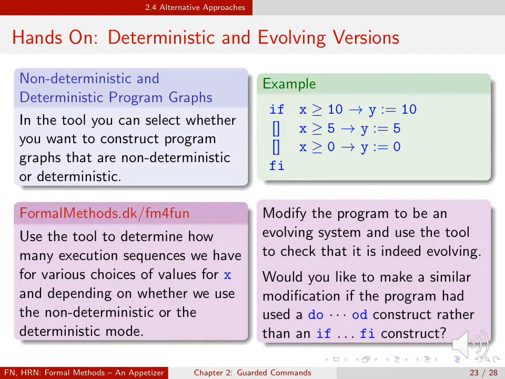Now is the time for you to use the online system to figure out how many execution sequences we have, depending on whether the program graph is non-deterministic or deterministic. Although the system does not support the generation of evolving program graphs, you can modify the program yourself to obtain the same effect. Show how to do so.